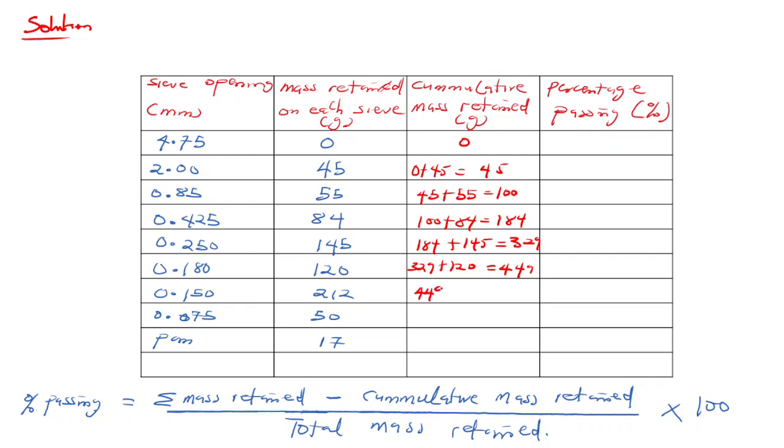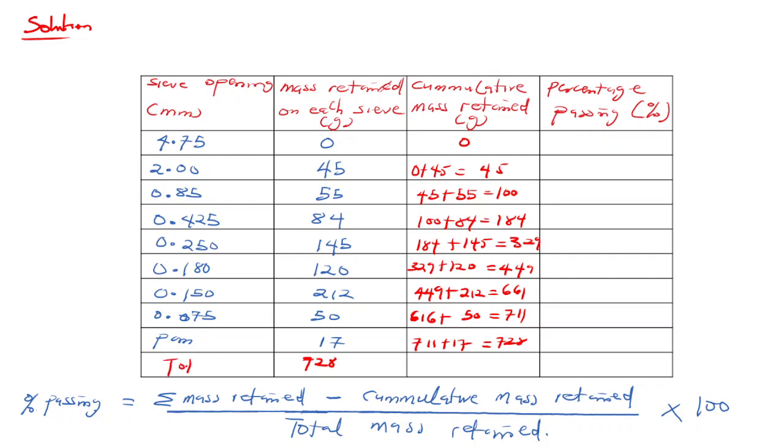449 plus 212 gives us 661. 661 plus 50 gives us 711. So that would then be 711 plus 17, which gives you 728. We also find the total of the mass retained, which the sum is going to be 728, and this is our total.